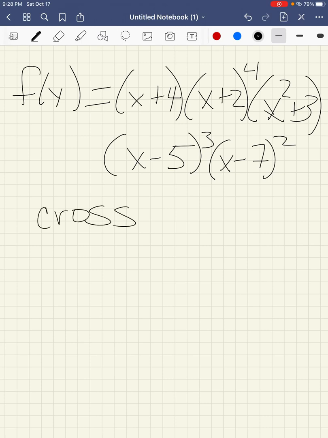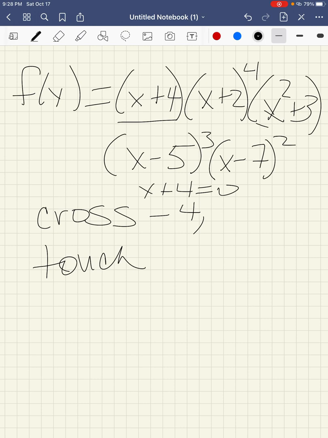All right, so let's do cross and touch. Remember, cross is the odd number of powers: 1, 3, 5, and so on. So it's going to cross at the x plus 4, but remember, we have to set each one equal to 0, so x plus 4 equals 0, so it's going to cross at negative 4. This is an irreducible quadratic factor, so it's not going to do either, is it? Here's another odd power, to the third power, so this will give us positive 5.